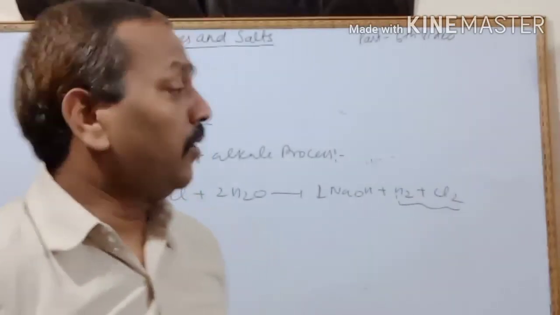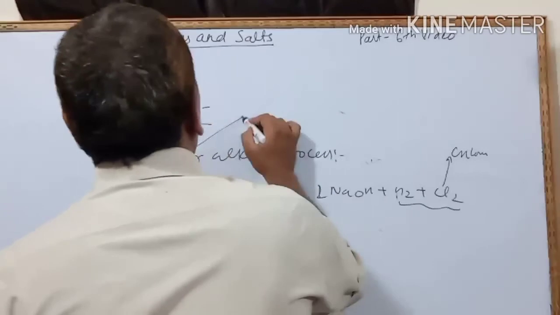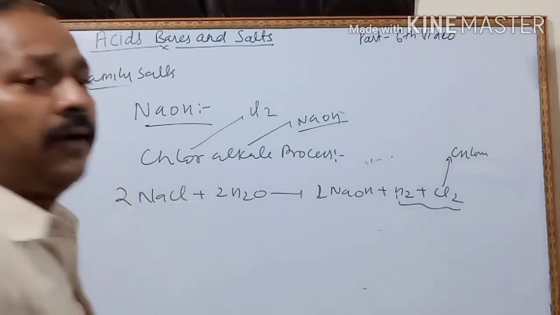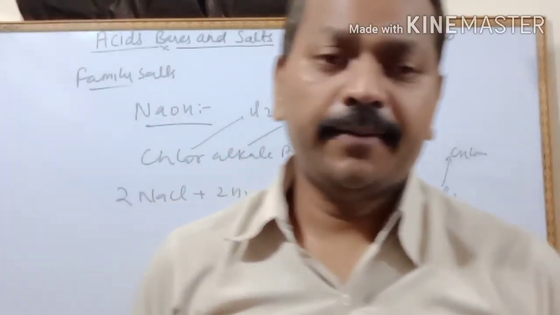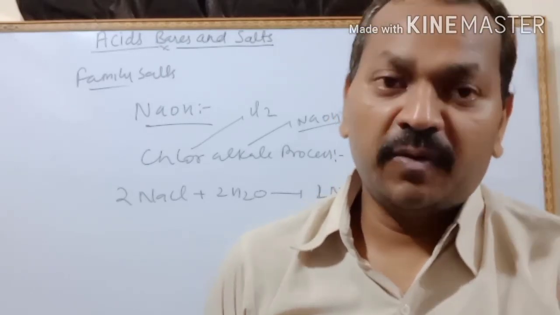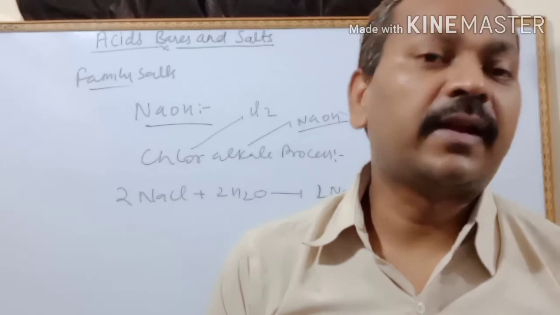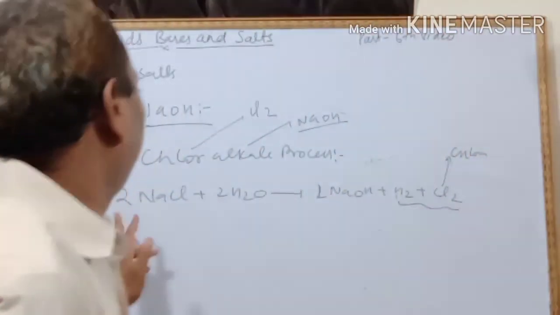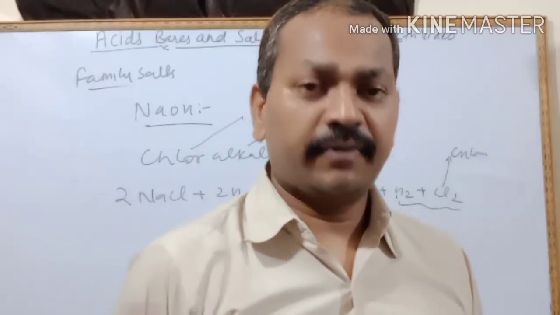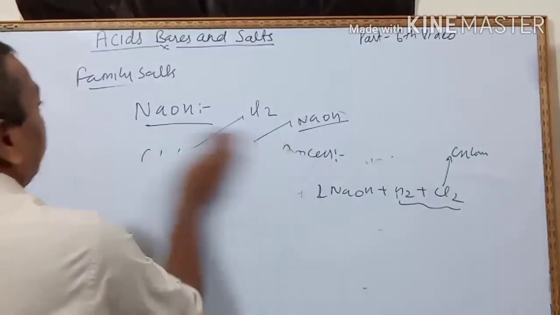Why is it known as the chloralkali process? Because chlor means chlorine and alkali means NaOH. When electrolysis of sodium chloride is done, alkali and chlorine are obtained as products. That is why the name is chloralkali process. Only this is important in this portion. NaOH is very important in washing, in the chemical industry, in fertilizers, and we use sodium hydroxide in the preparation of salts.